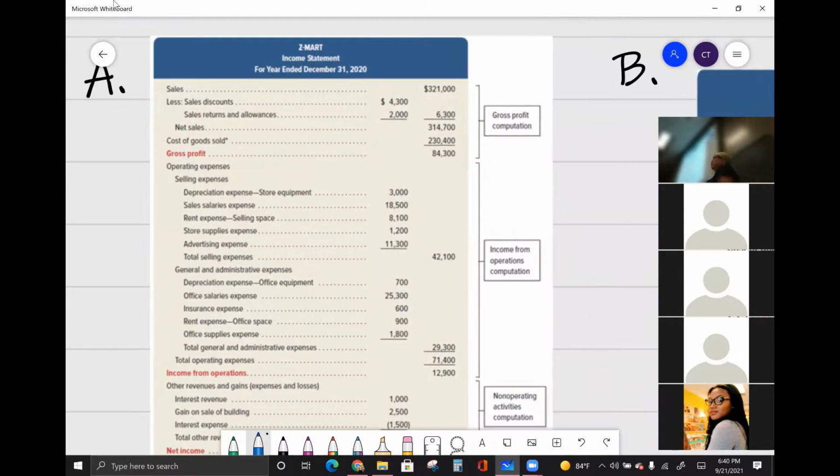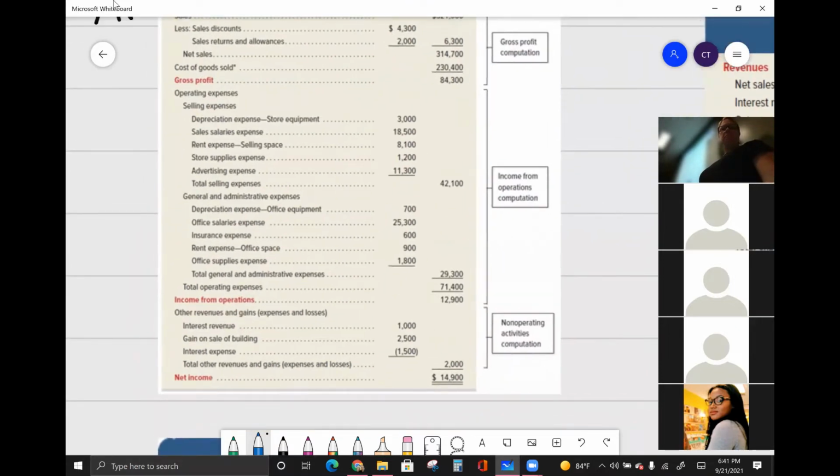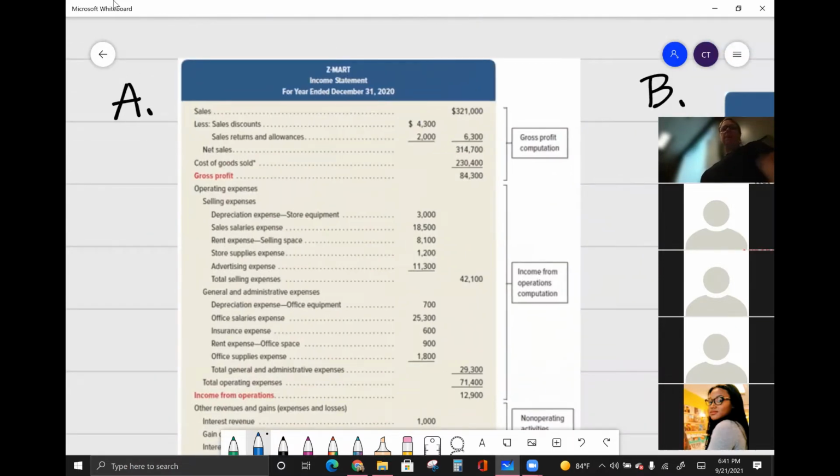Okay, so you see how it lists out sales, and it's got less your sales discounts, returns, and then it's got net sales. Less your cost of goods sold gives you your gross profit. Then it lists all your operating expenses. And at the end will be your net income. So that would be a multi-step.